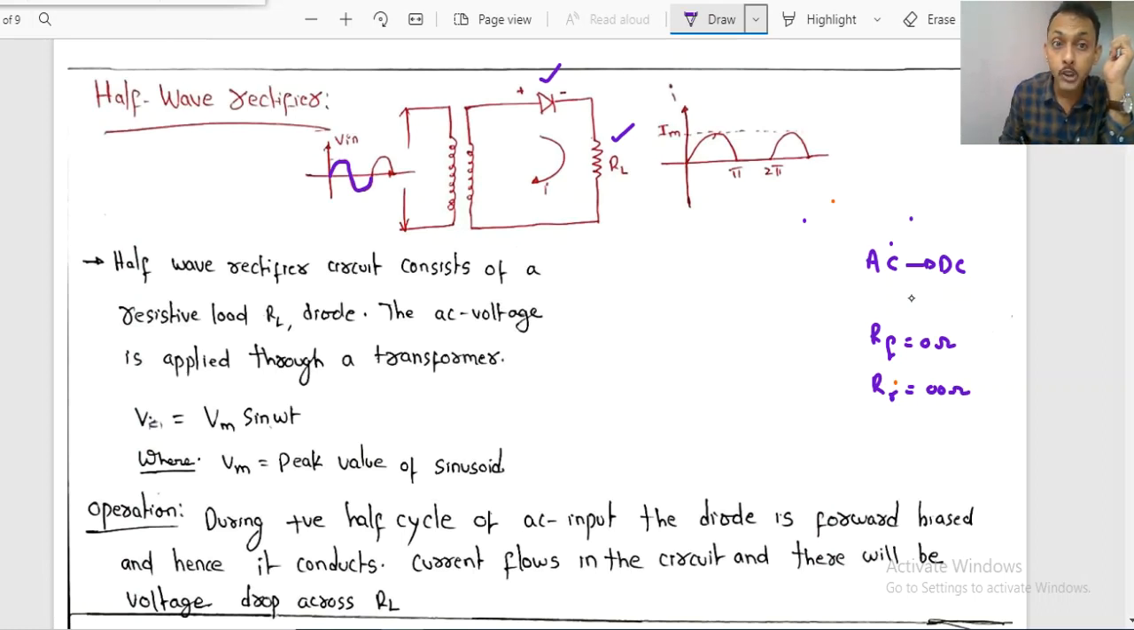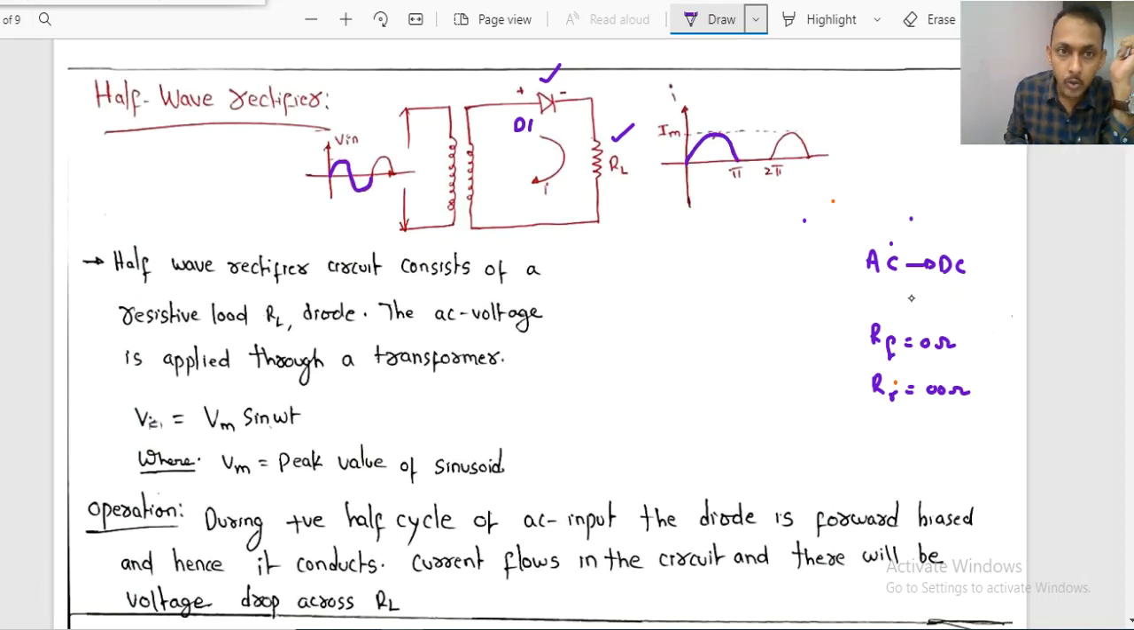So during the positive half cycle, the diode D1 will be forward biased, and whatever input voltage is applied, depending upon the transformation ratio of the transformer, the voltage will be available across the load. The current will be flowing through the diode. So observe, there is conduction only during the positive half cycle, within the time period 0 to pi.